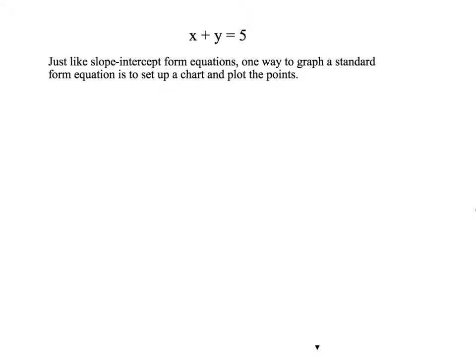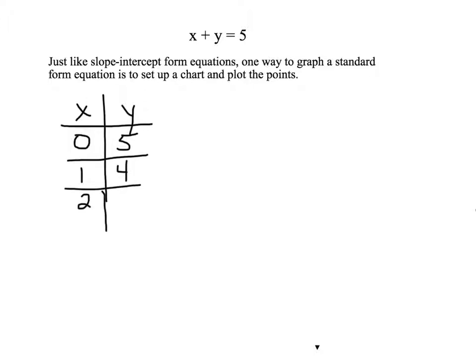Just like slope-intercept form equations, one way to graph a standard form equation is to set up a chart and plot the points. So if we have the equation x plus y is equal to 5, one thing I could certainly do is set up a t-chart and start putting in numbers for x, and solving it for y. So if x is 0, y is 5. If x is 1, y is 4. If x is 2, y is 3. And I'm going to just finish off doing a few more of these.